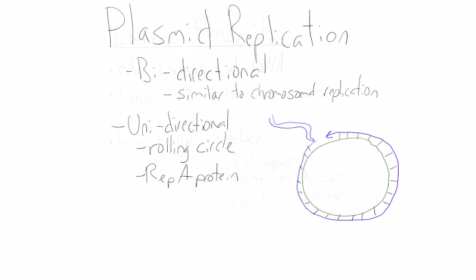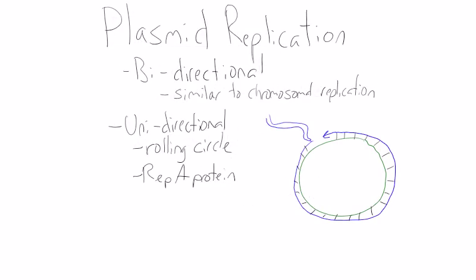Next, a little bit of plasmid replication, which is a little different compared to what we just discussed. There are two types, bidirectional and unidirectional. First, bidirectional is similar to the chromosomal replication that we just went over. You have your replication bubble with your forks going in opposite directions, leading strands and lagging strands, continuing until they reach their termination sites. However, unidirectional is a little bit different.